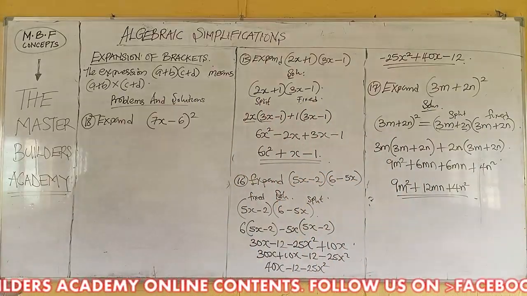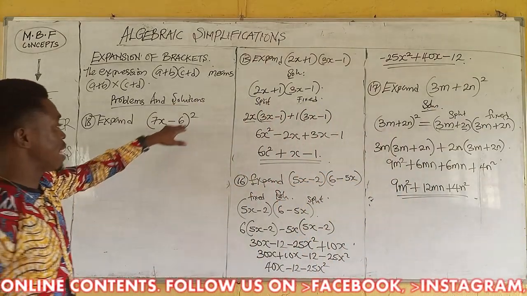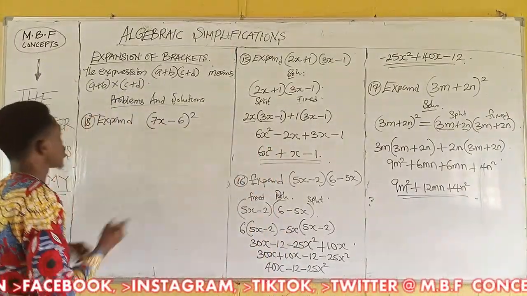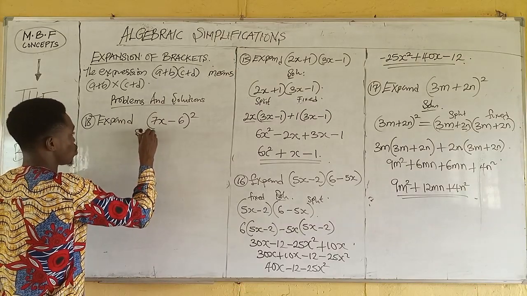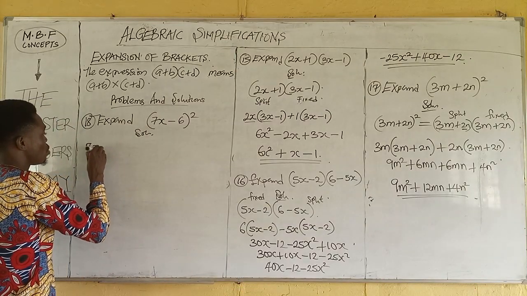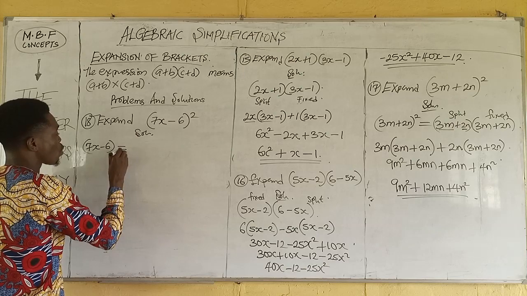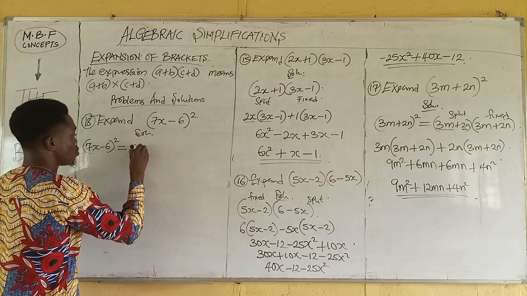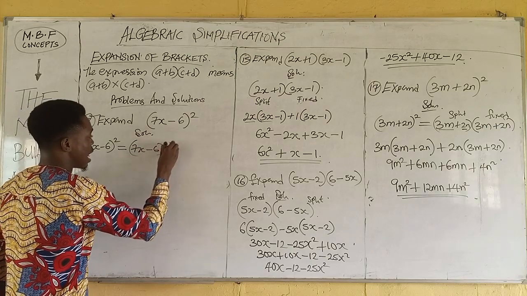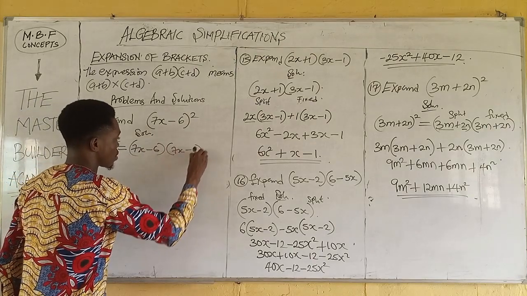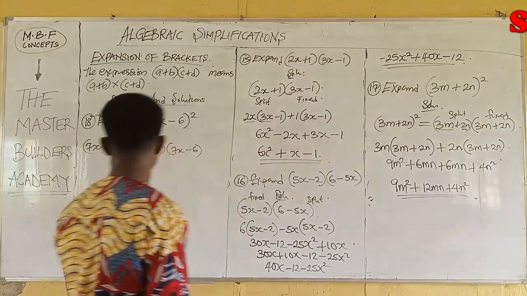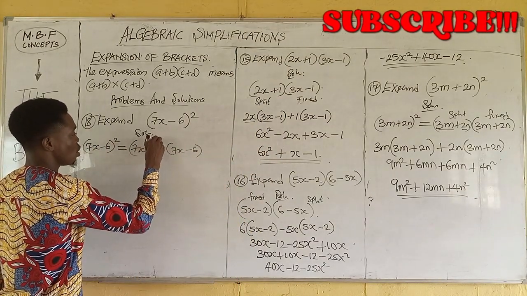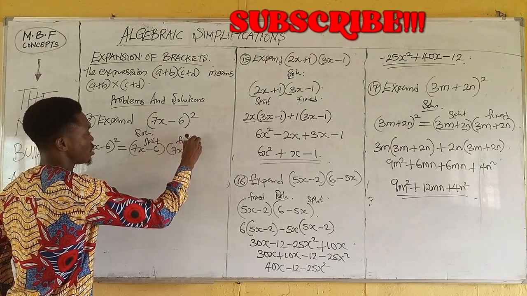Finally, guys, we have (7x - 6) all squared. The same thing we had before. All we just need to do here is this is our solution. But we agree that (7x - 6) all squared is equivalent to (7x - 6) times (7x - 6). This is what we have here. If this is understood, guys, all we need to do now is to split one bracket and fix the other.